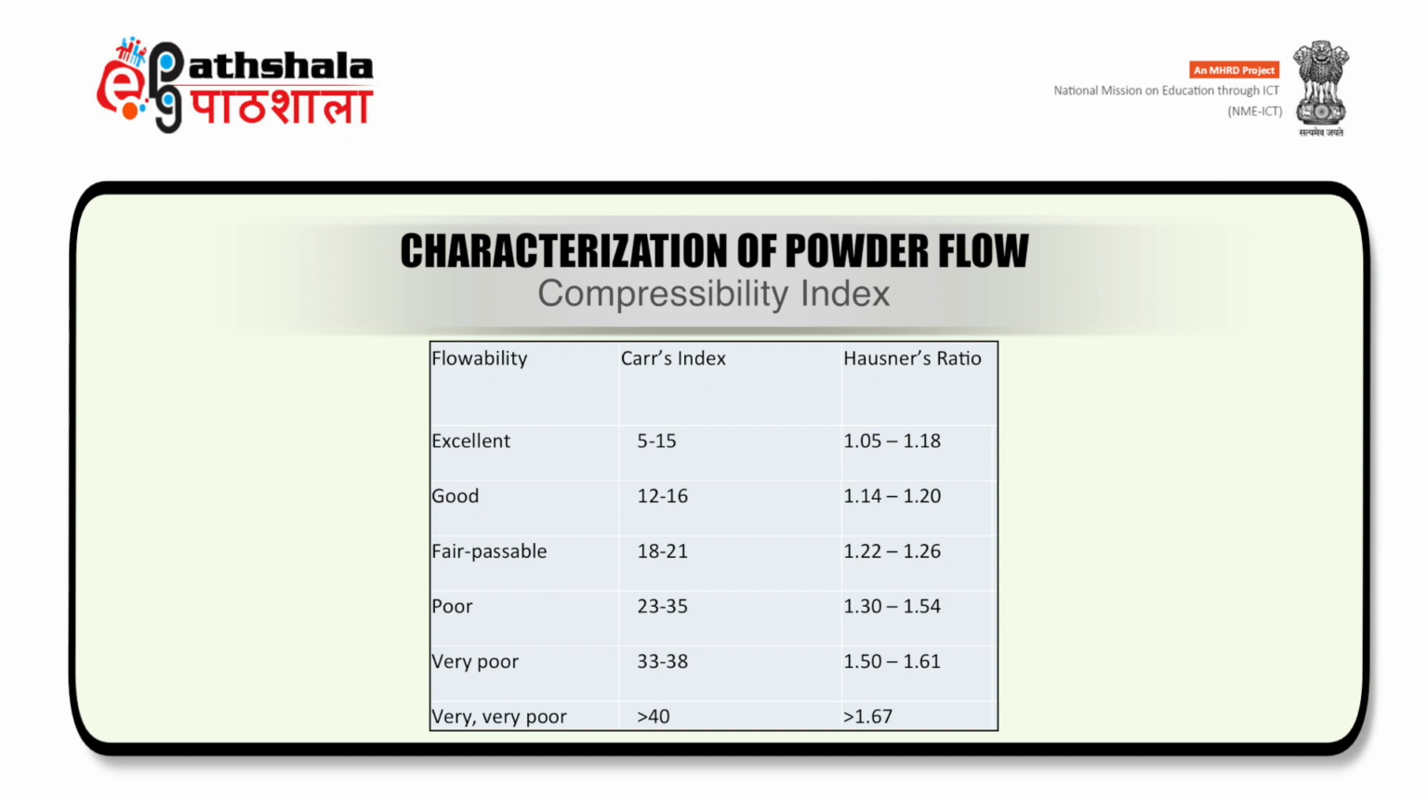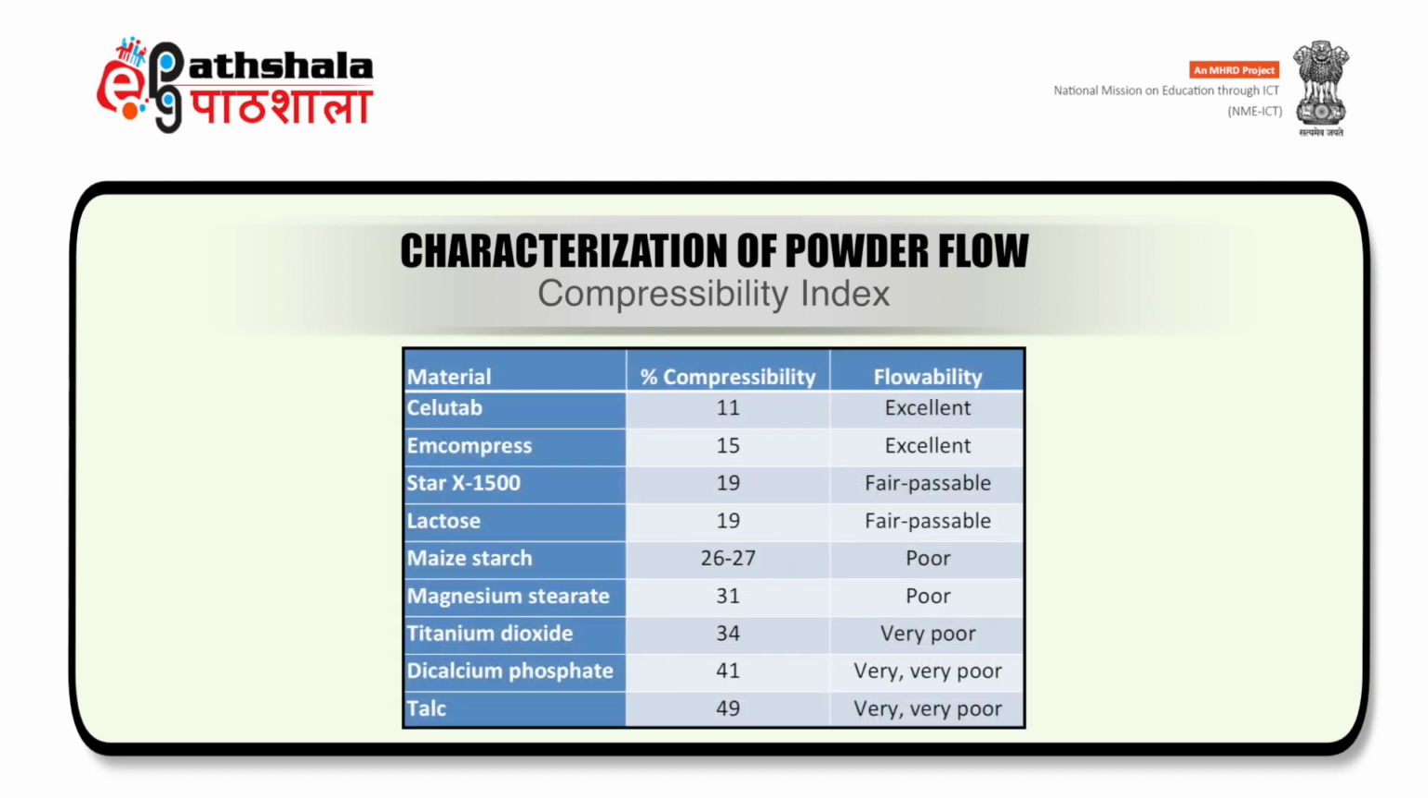It is considered very poor if Carr's index value is from 33 to 38 and Hausner's value is from 1.50 to 1.61, and it is considered very, very poor if Carr's index value is greater than 40 and Hausner's value is greater than 1.67. Compressibility and flow property of some common pharmaceutical excipients are described in the table.